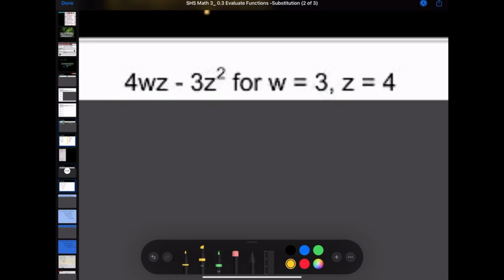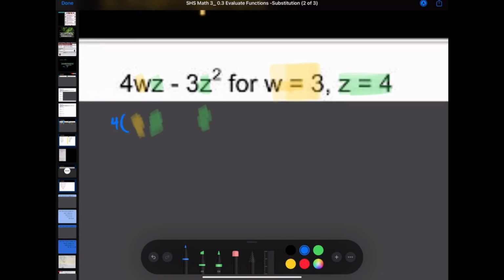Class, w is what value? Okay, look. Here's my highlighter. Every w value is 3. How about z? Okay. Every z value is going to be 4. Let's write it out. 4 times. Oh, sorry. You guys can't see anything. It's frozen.